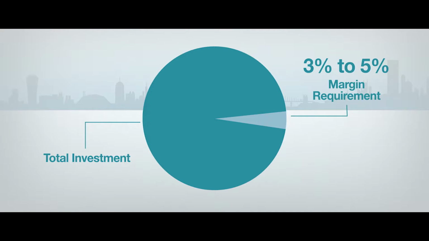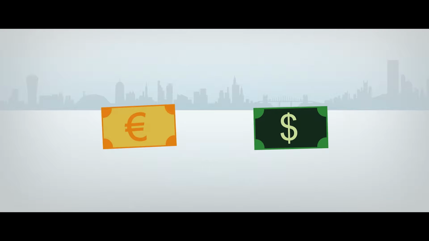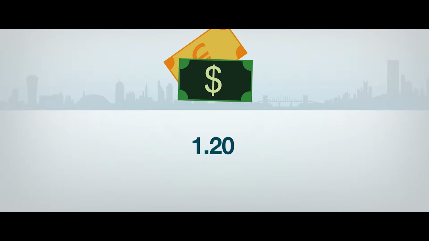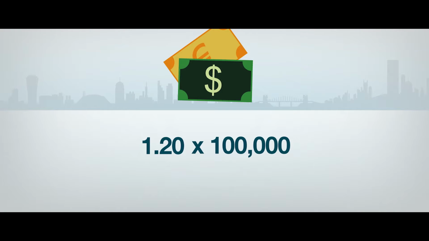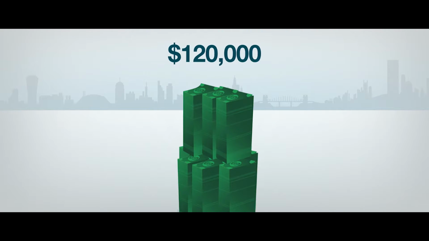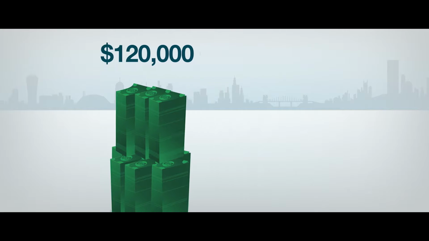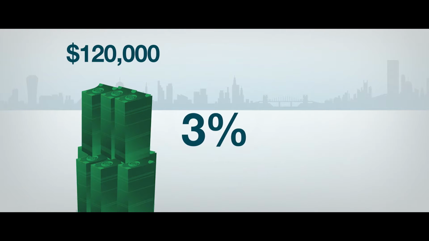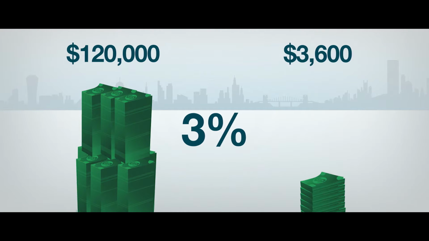To understand how margin is calculated, let's look at an example using the euro versus US dollar pair. Say this pair was trading at 1.20 and an investor wanted to buy a standard lot, or 100,000 units. The total cost of the trade would be $120,000. That's a lot of capital. However, the investor doesn't have to pay that full amount. Instead, she pays the margin requirement. Let's say the margin requirement was 3%. 3% of $120,000 is $3,600. That's the amount the investor needs in her forex account to place this trade.